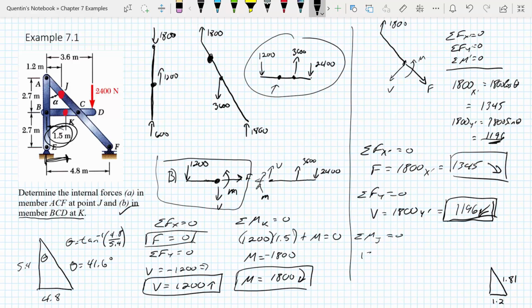So what do we have? We have 1800 times the perpendicular distance. Now we're talking about from here to here. And that, lo and behold, has been given to us, which is awfully nice of them. That's 1.2. And that's going to make it rotate around this direction. So that is equal to M. M is equal to 1800 times 1.2, so it's 2160. And that is, again, in that direction. That's an arrow, believe it or not. Doesn't look like much of one.